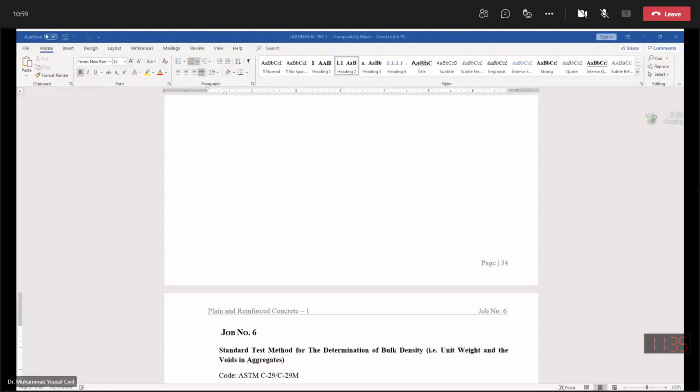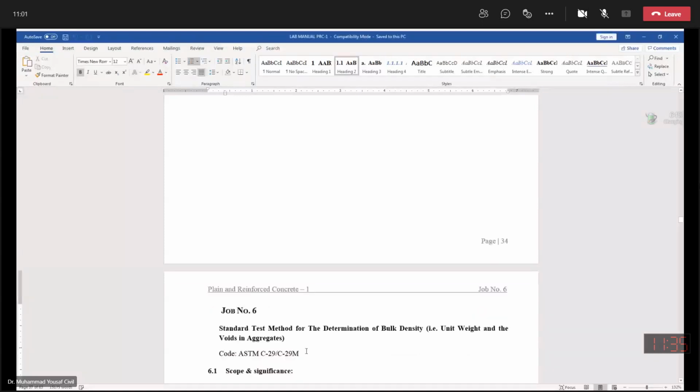Yes, sir. Okay ji. Today we are going to find out the bulk density of the material. Bulk density of the material. This is very similar to the job that might have been taken up by you in Geotech 1, I think so.